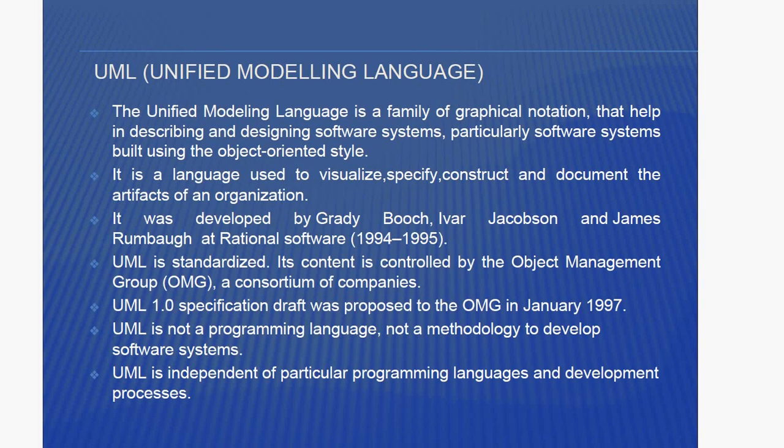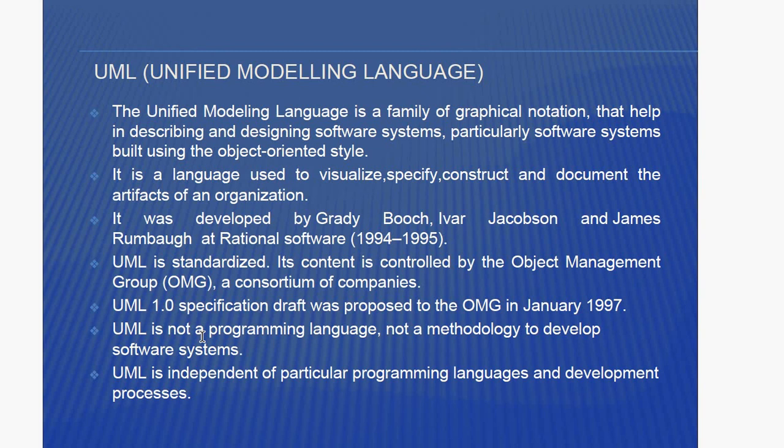UML stands for Unified Modeling Language. UML is a family of graphical notations like rectangle, diamond, circle, ellipse, arrows, and these graphical notations definitely help in describing and designing any software system, particularly those software systems which are built around object-oriented style.